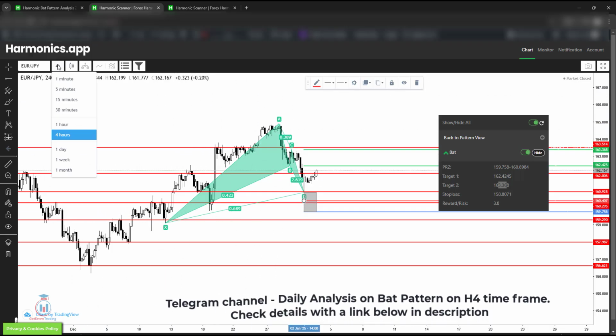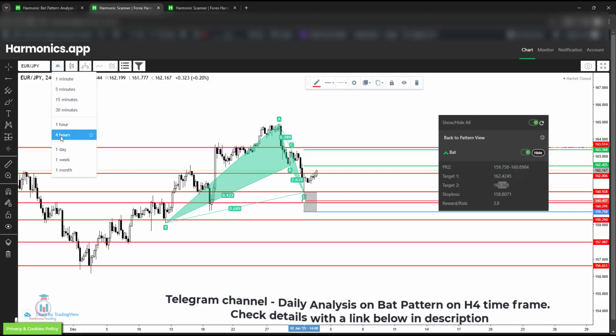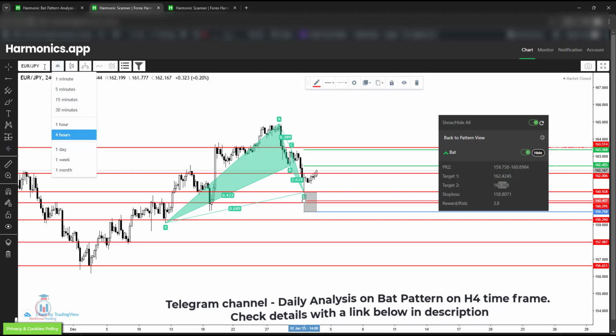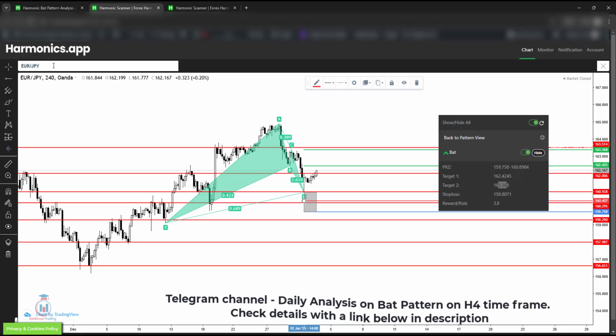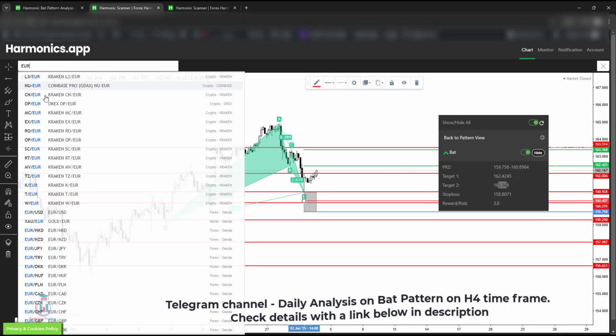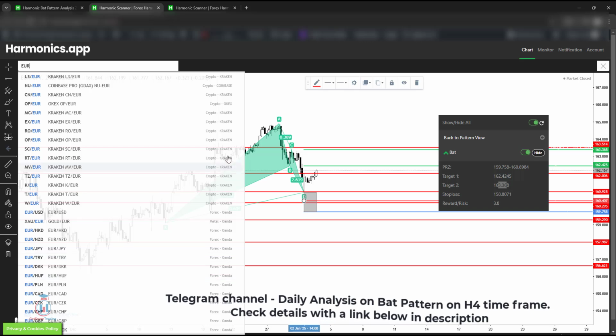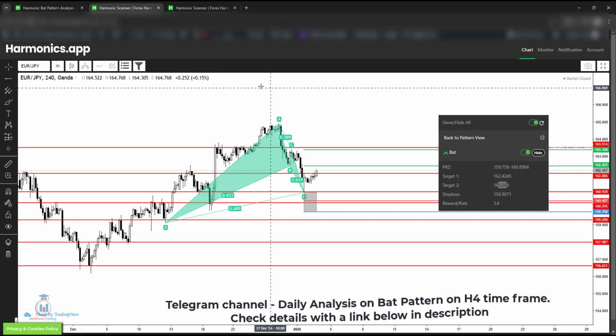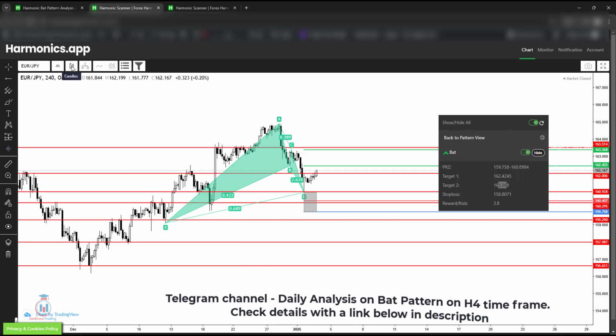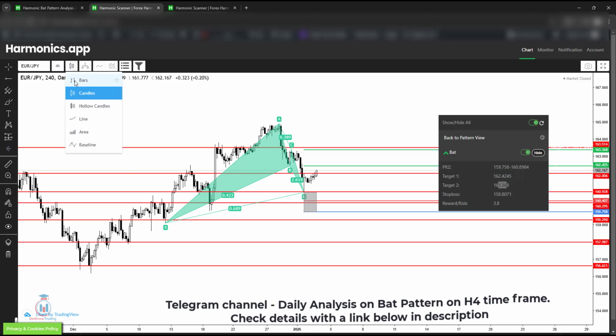If you would like, you can also change the time frame from the 4-hour time frame to the 1-hour time frame, and you can also change the symbol if you would like, for example EURUSD. Simply type, and you will have more brokers listed here. Then you have the tools. You can also change the candles and the chart appearance. You can have the bars.